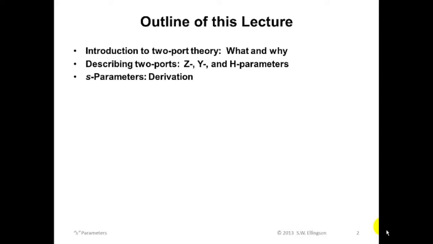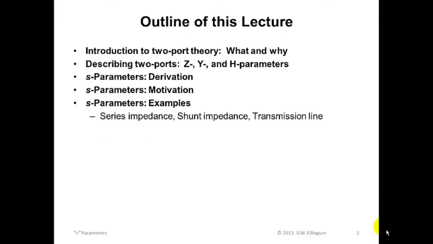First we'll derive them. Then I'll tell you a little bit about why they're important and why we prefer these to the other types of parameters. And then some examples to familiarize yourself with how S parameters are used and what kind of values to expect. Three important cases, that of a series impedance, a shunt impedance, and a transmission line.